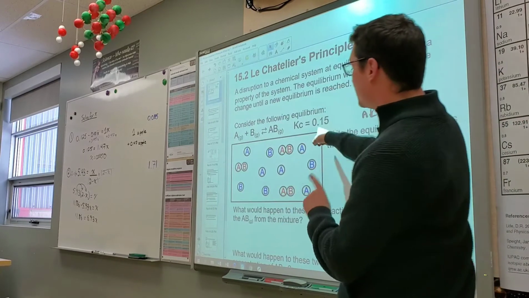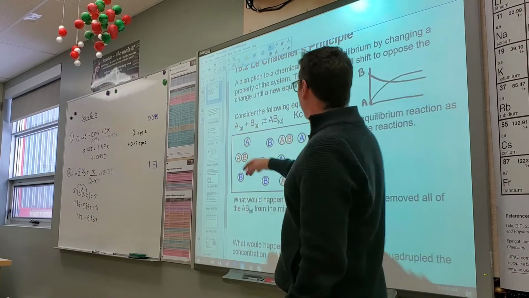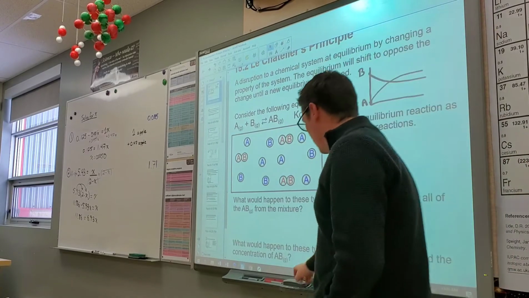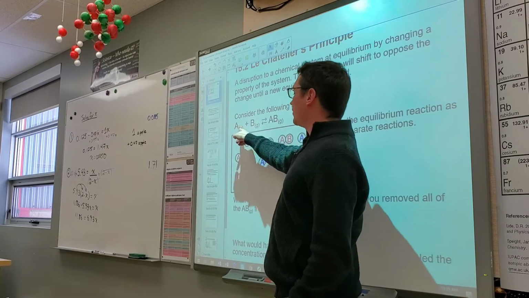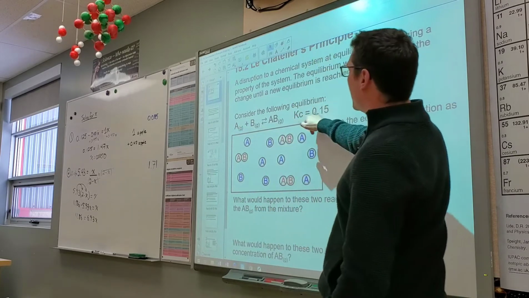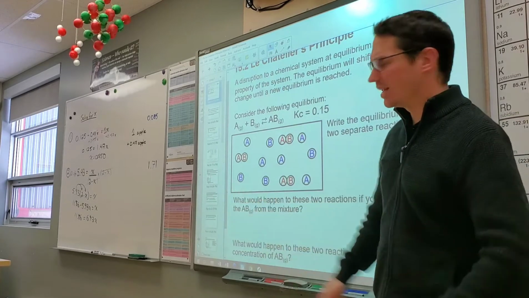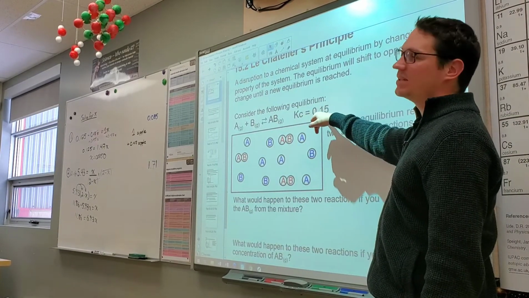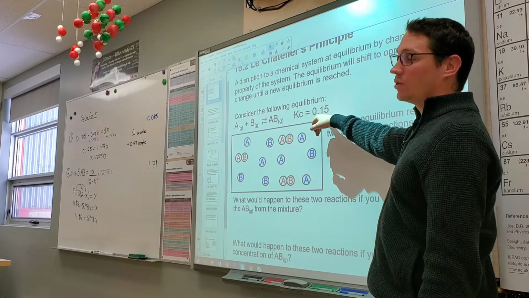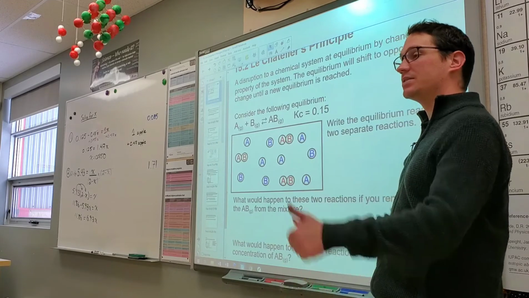So in this particular reaction, A is reacting with B. It's got nothing to do with this here. Okay, so I'm just going to erase that. In this particular reaction, A reacts with B to make AB, and the Kc is 0.15 at 20 degrees Celsius, or something like that. If I heat up this system, or if I cool down the system, this number changes. And I will show you in this notes package how to predict whether or not the Kc goes up or goes down.